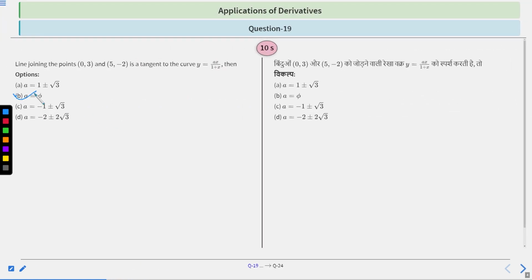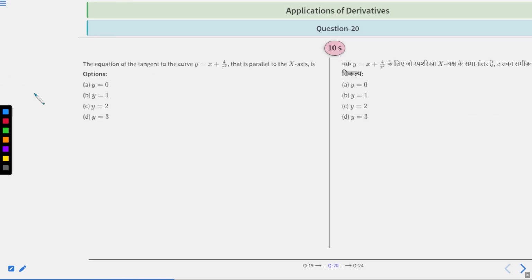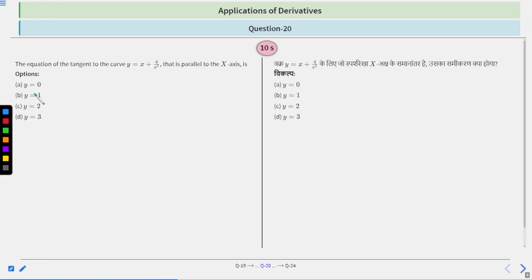Okay, so let's move to the next question, question number 20, which says the equation of tangent to the curve y is equal to x plus 4 by x square that is parallel to x-axis is, right? So we have to find the equation of tangent that is parallel to x-axis. What is the hint of this question? See, what is slope of line which is parallel to x-axis? So the slope of line dy by dx should be equal to 0.